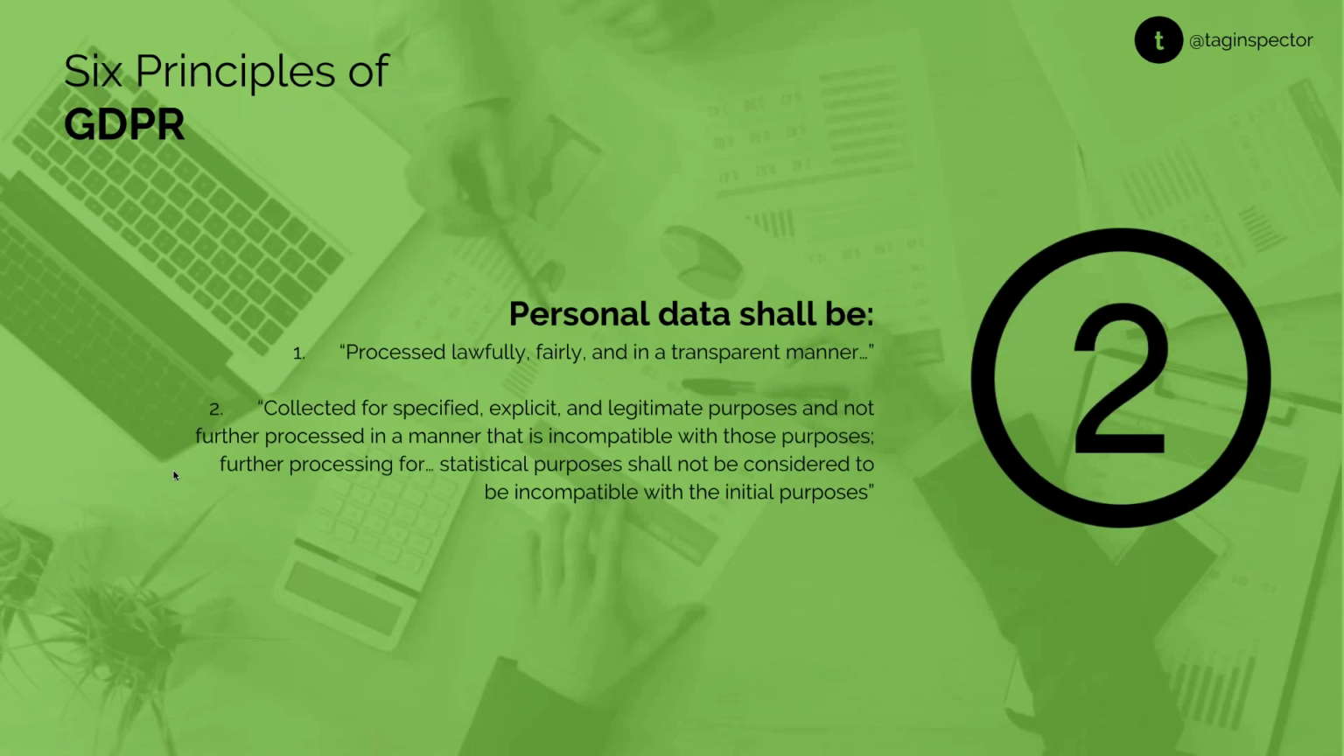The second principle is that personal data shall be collected for specified, explicit, and legitimate purposes, and not further processed in a manner that is incompatible with those purposes. Further processing for statistical purposes shall not be considered to be incompatible with the initial purposes. So basically what this means is data must be used for the explicit reason for which it is collected. So you need to define an explicit reason for why you're collecting or why you're processing a user's personal data, and it must be only used for that purpose.